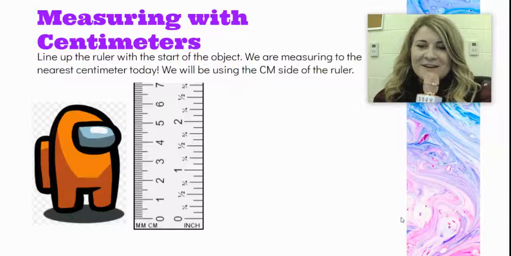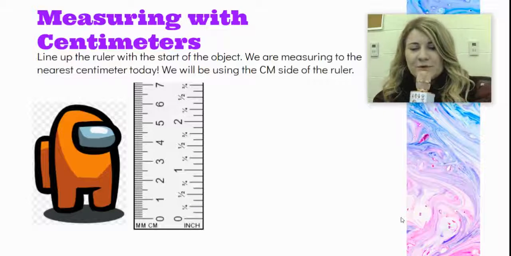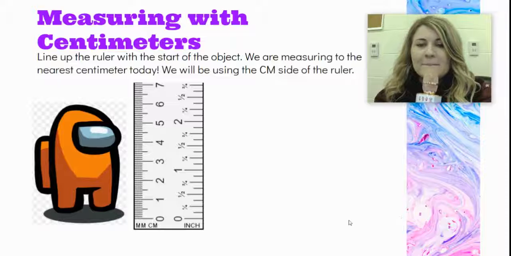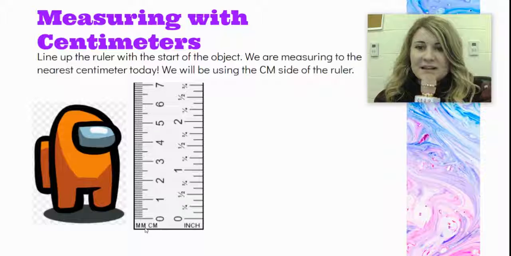Now, when you are measuring the height of something with centimeters, you rotate your ruler just like you do with your inches, but you want to make sure you're on your centimeter side. The biggest thing here is to know what you're measuring. If you're measuring with inches, you use the inch side. If you use centimeters, you're going to want to make sure you're using the centimeter side.